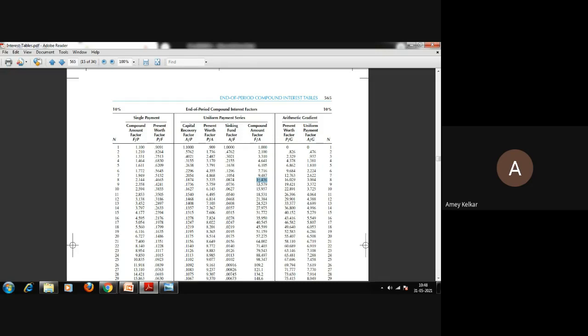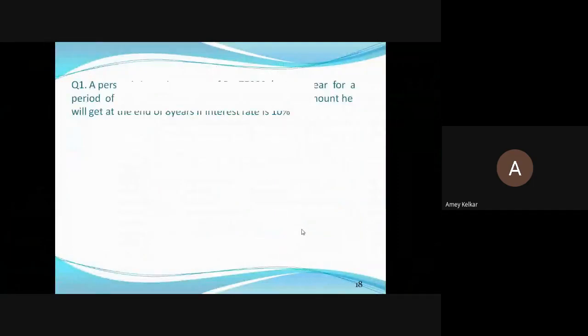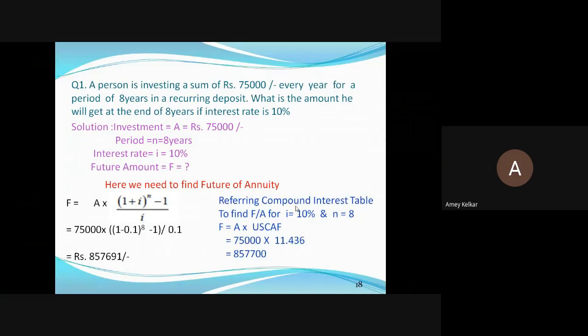Now, this factor I'll use directly to find my answer instead of formula, 11.436. If I go here, see, this is what we have done earlier. Now this part is referring the compound interest table. For what value I used? I use this compound interest table for I is equal to 10 and N is equal to 8. So uniform series compound amount factor, this I directly got from the table as 11.436. So once I get this directly, I am multiplying it by annuity and I get the answer.